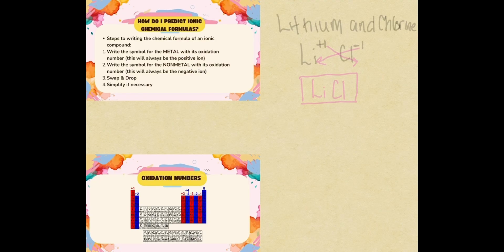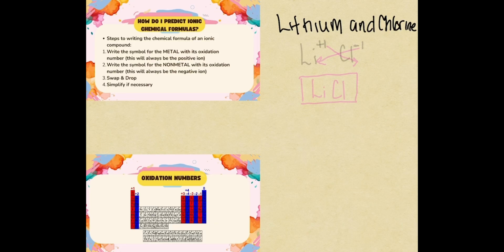Okay, so first things first. When you're writing a chemical formula, what you're doing is you're going to write the symbol for the metal with its oxidation number. So the example that I'm going to go ahead and use is lithium and chlorine. Okay. So when you have an ionic bond, that means that you have a metal and a non-metal paired with each other. Okay. That's the only way that it can be an ionic bond.